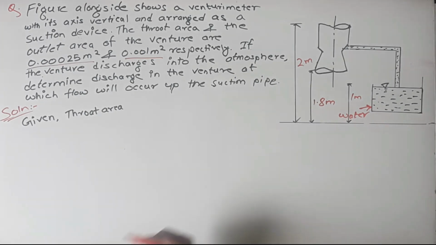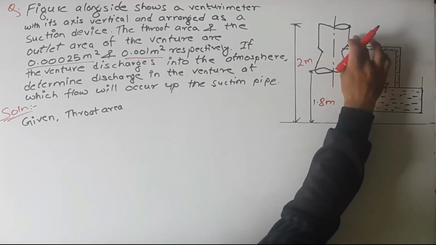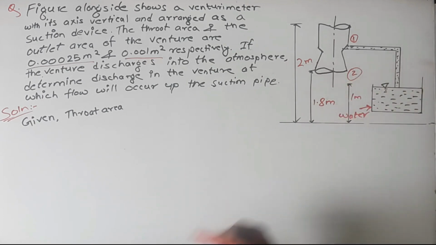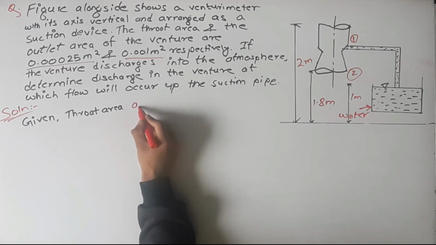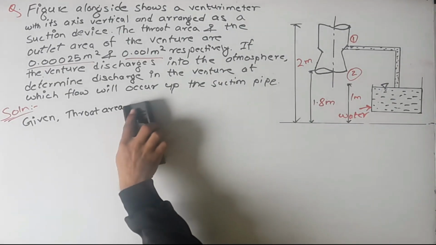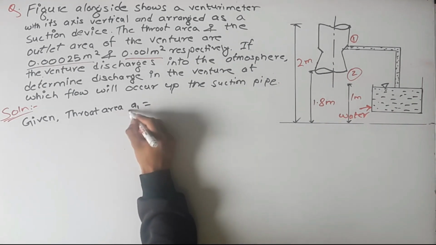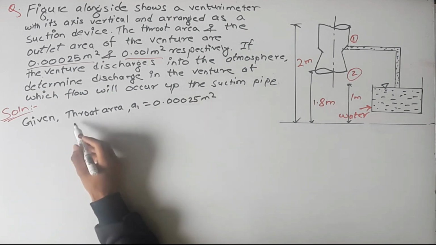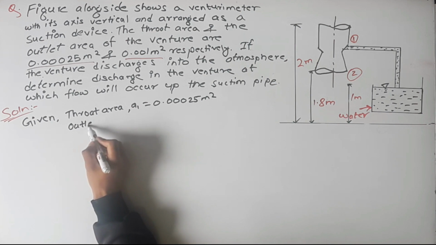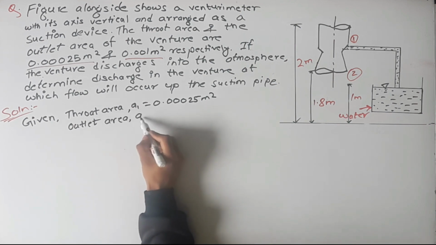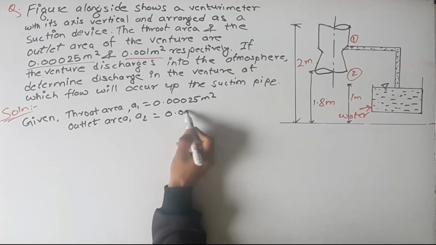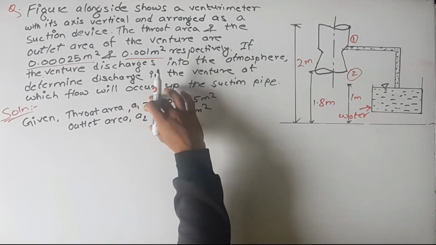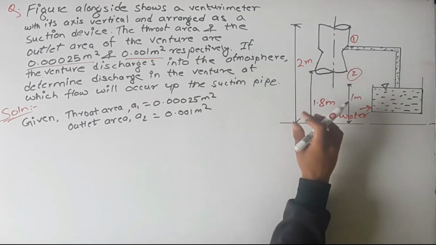Let the throat be 1, and let the outlet be 2. So that we can write here A1 is 0.0025 meter square and the outlet area A2 is 0.001 meter square. We are given these two parameters only, but we have to find the discharge through this outlet, the minimum discharge.